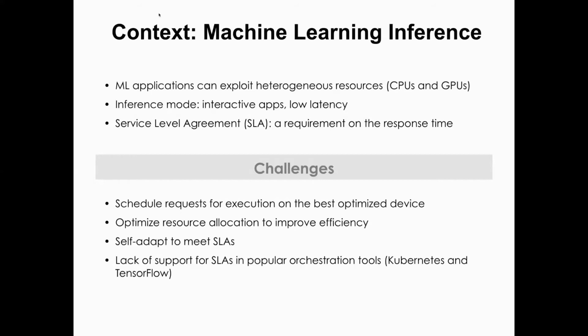And currently, if we look at the tools that we can use to run these kinds of applications, in particular Kubernetes and TensorFlow. TensorFlow is a well-known software for running machine learning applications, both in training and inference mode. Well, these tools lack the support for SLA, so they don't support SLA natively. So you run your application, they do some kind of optimization, but they don't support this kind of requirements.